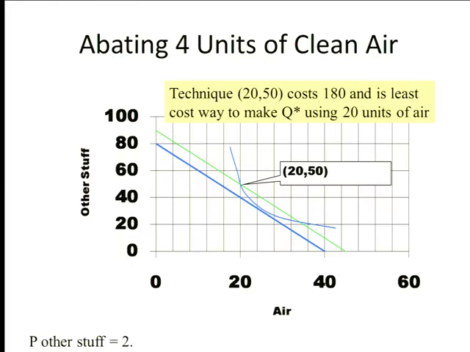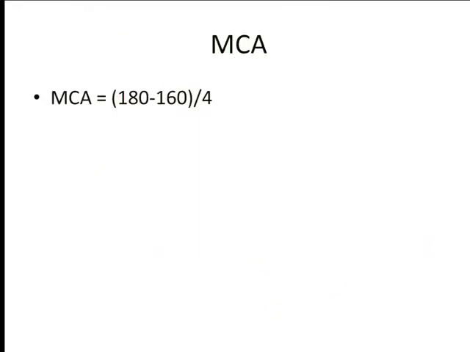I forced them to abate how many units? 4 units. I'm going from 24 to 20. Abate 4 units. How much do their costs go up? Their costs go up from 160 to 180. And so I can calculate an approximation of the marginal cost of abatement by a little quick division. I guess I get 5. So it costs $5 per unit to abate. And that's an estimate of the marginal cost of abatement in that diagram.